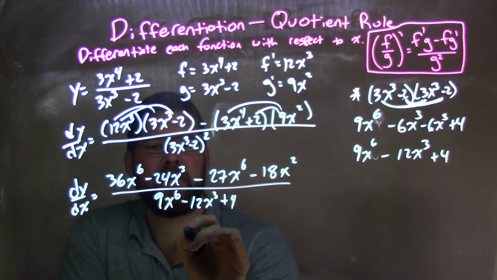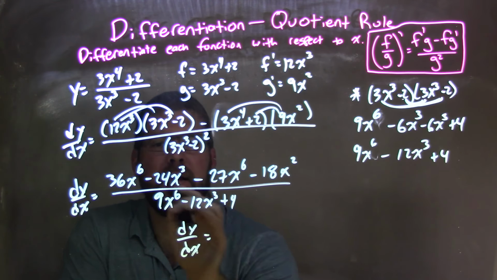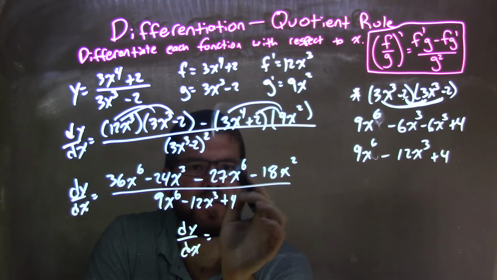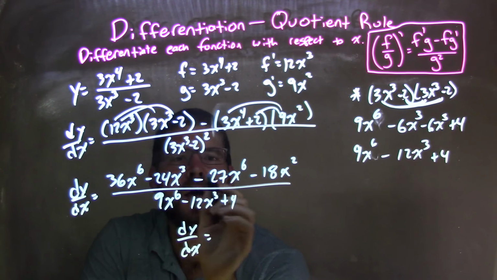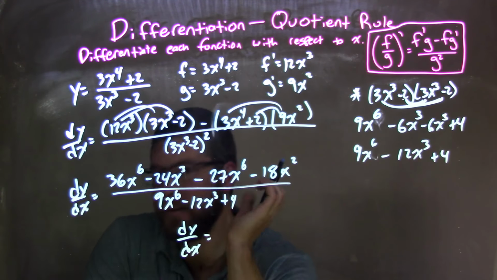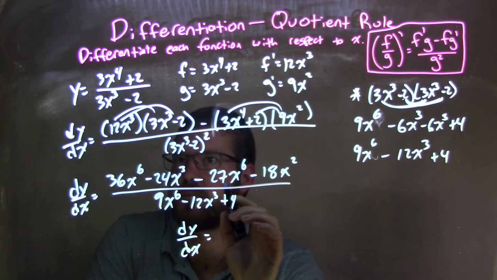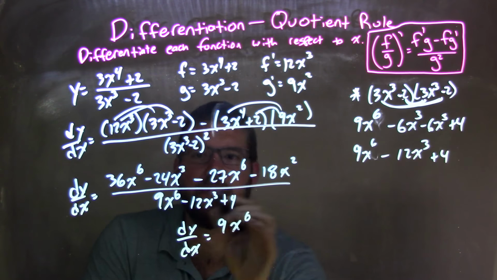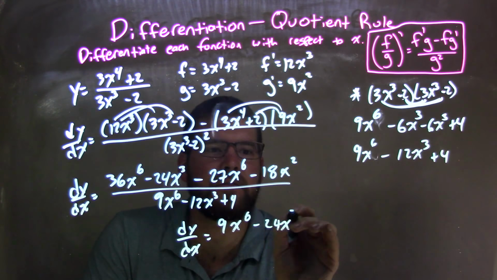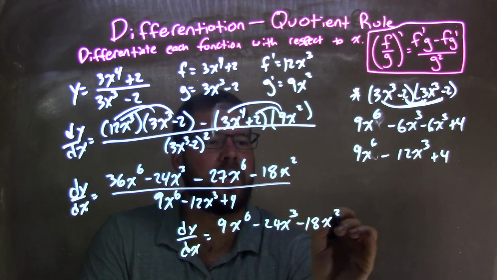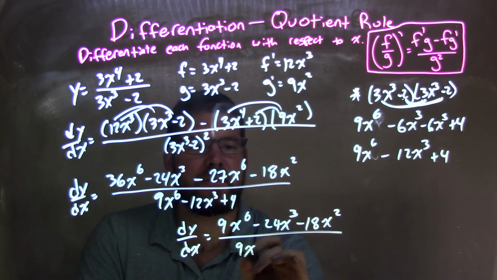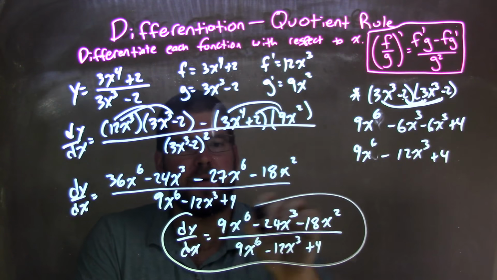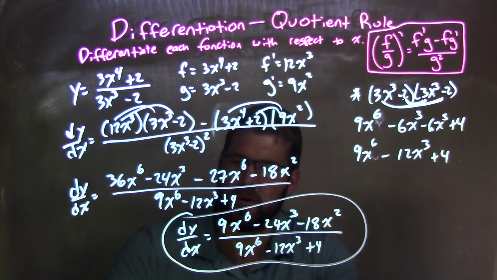And so when I rewrite my final answer here, dy dx, I want to combine my like terms. I have 36x to the 6th, and then minus 27x to the 6th. Both of those are x to the 6th power, so I can combine those two. And so 36 minus 27 comes out to be 9. Okay, right? So we have 9x to the 6th power. I use these two up. Now the third power is left, minus 24x to the third minus 18x squared, all over my denominator, 9x to the 6th minus 12x to the third plus 4. And there we have our final answer and our derivative.